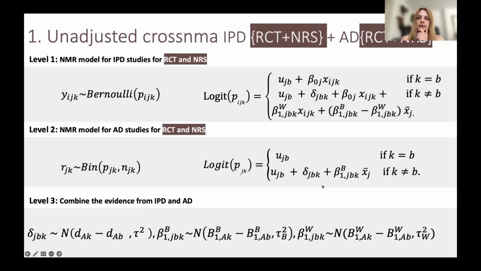Another question is whether the package can handle data from RCTs and non-RCTs from aggregate data only, without IPD. Yeah, so you can have any combination of the data.